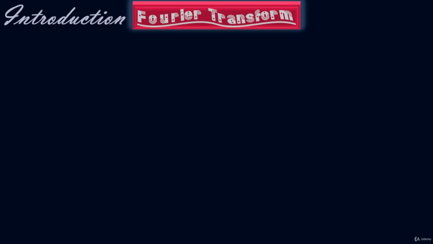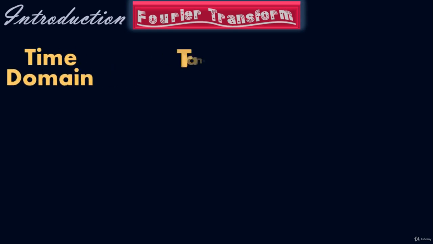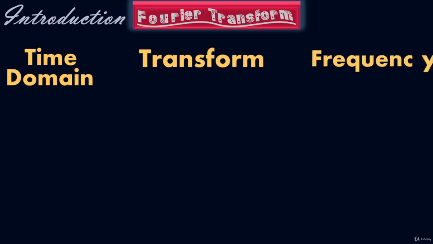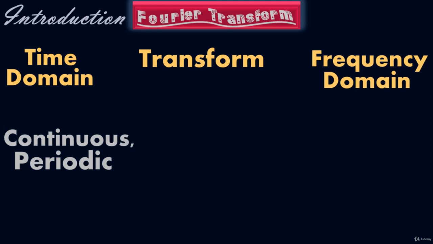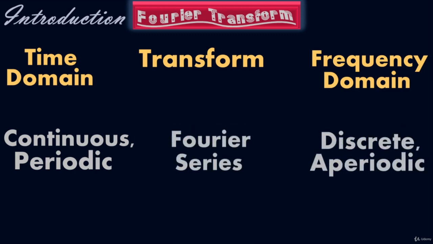Let me show you the comparison of different transforms. Put time domain at one side, transform here, and frequency domain here. In time domain, if the signal is continuous and periodic, we use Fourier series. By using Fourier series, we can get a discrete and aperiodic signal. The signal must be a continuous and periodic signal in time domain.